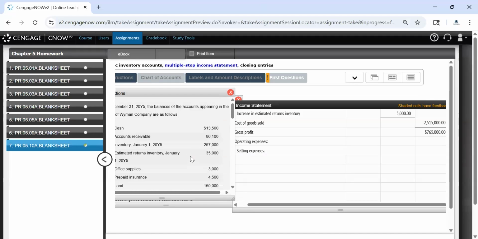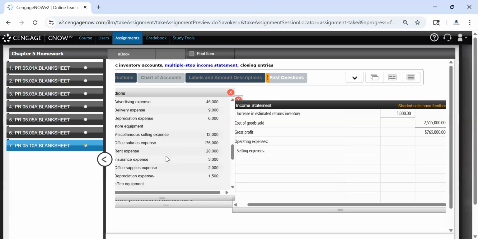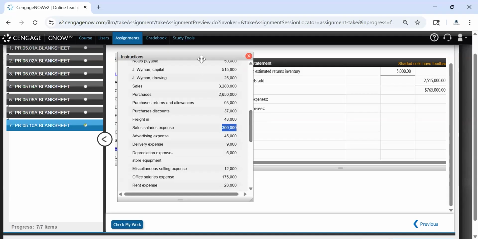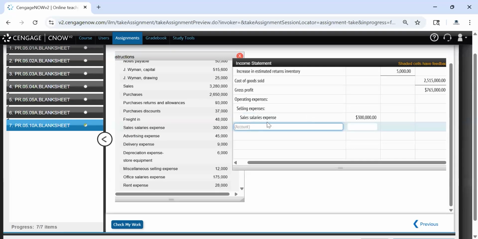If we look on the chart of accounts, on the account balances description here, our largest expense is sales salaries expense. And as well as advertising expense, delivery expense, and depreciation on the store equipment, which is used to sell the inventory because that's in the store. So that would be a selling expense as well. Therefore, our selling expenses are our biggest line item for expenses. And we have to record those first.